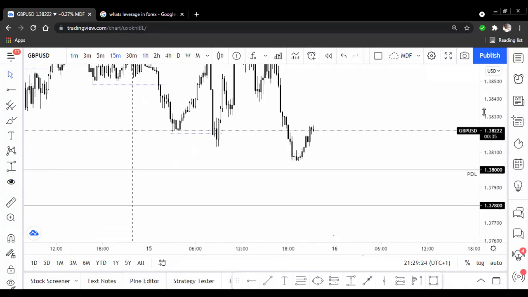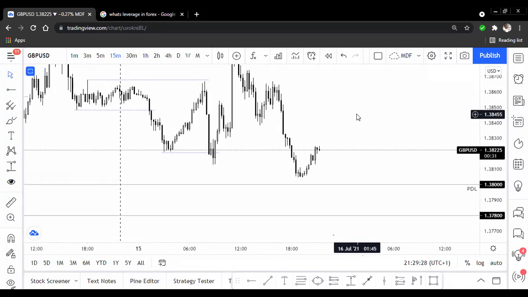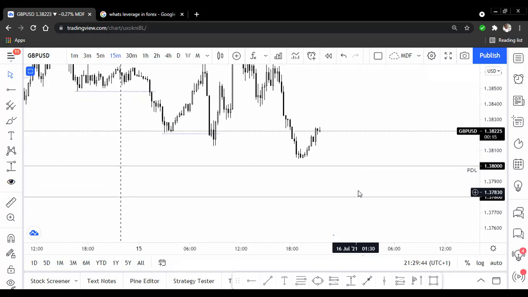The reverse of the buy stop order is the sell stop order. So the sell stop order is what we use in a situation whereby we anticipate market price to depreciate. Let's say the current market price is around 1.38224. I'm expecting the market to probably continue trading lower to these lines here. But I'm not certain that price is going to do that.